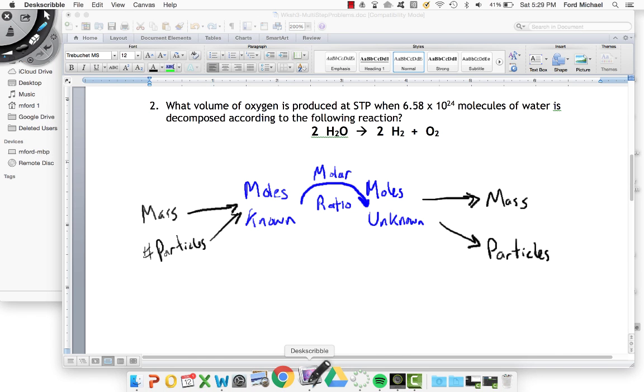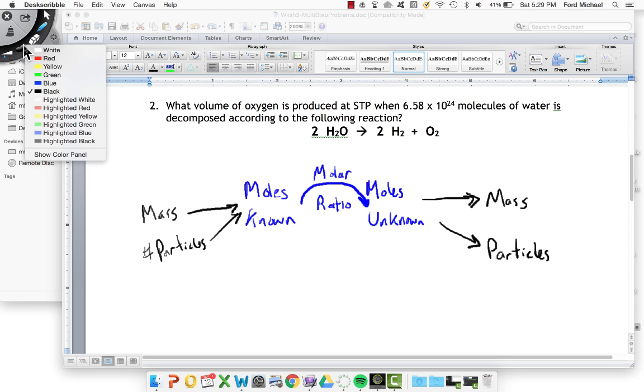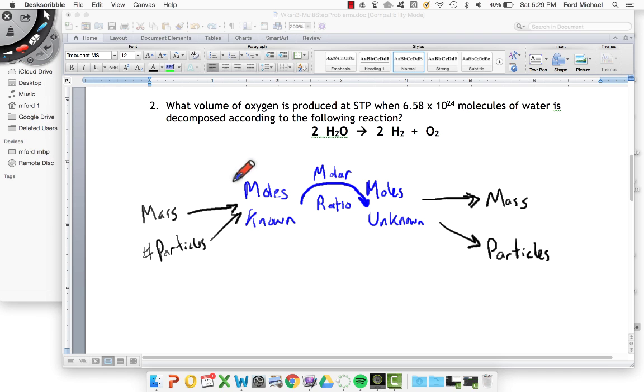Hi guys. So I'm going to take a moment to introduce a new conversion on our stoichiometry map. What we're trying to do is develop this kind of map where we find ways to convert from moles of known to moles of unknown, and we can come from mass or from number of particles. We can use the molar ratio to convert from moles of known to moles of unknown, and then we can leave the problem in mass or particles.